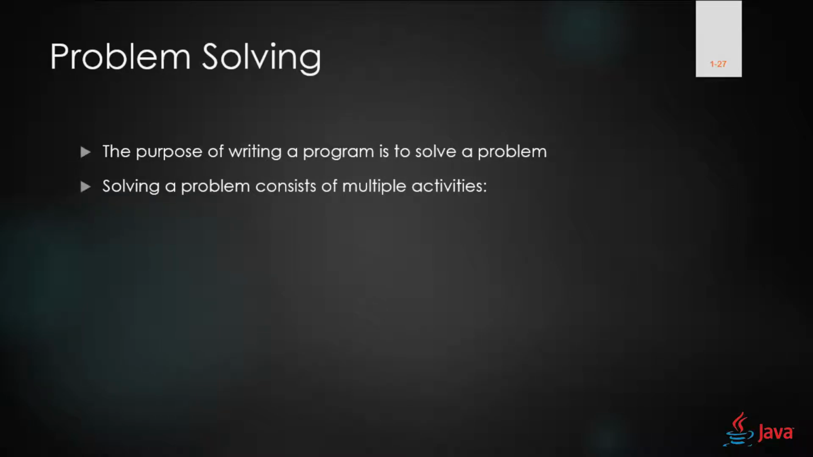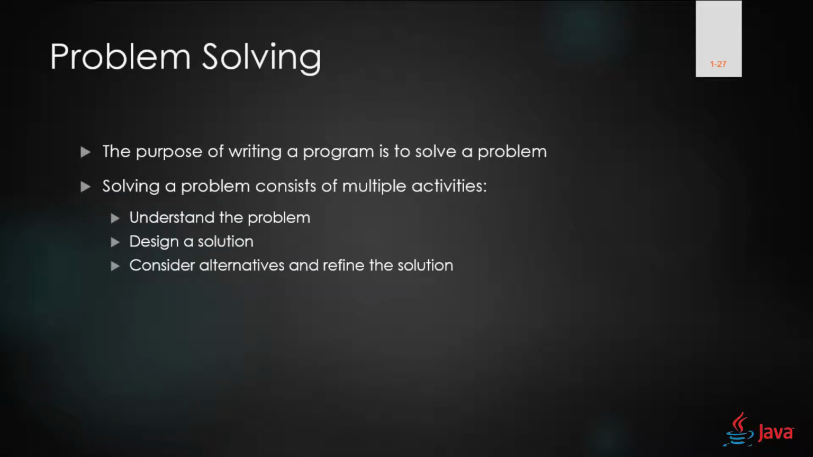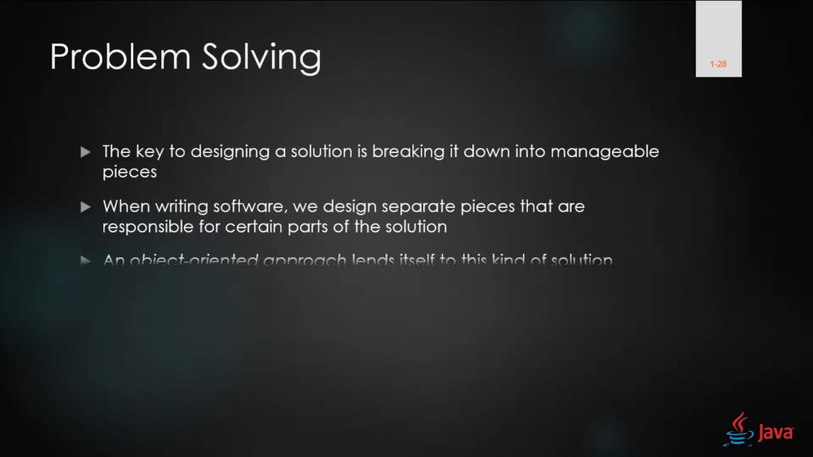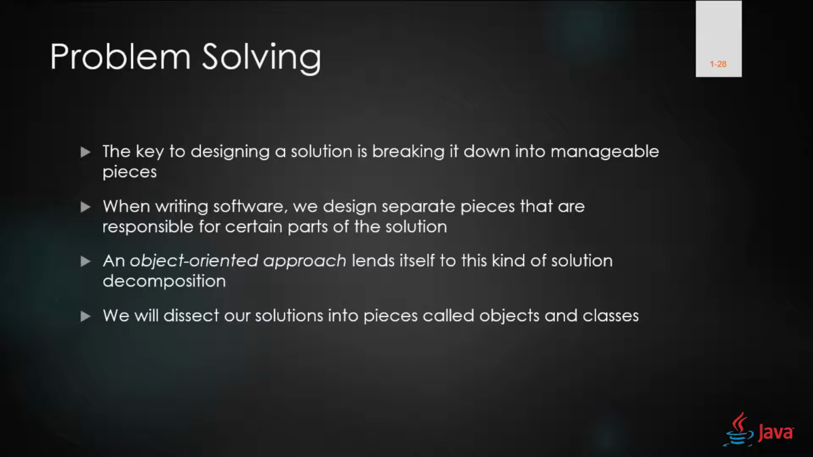So next up we have problem solving. The purpose of writing a program is to solve a problem. Solving a problem consists of multiple activities like understanding the problem, designing a solution, considering alternatives and refining the solution, implementing the solution, and finally testing the solution. These activities are not purely linear, they overlap and interact. The key to designing a solution is breaking it down into manageable pieces. When writing software, we design separate pieces that are responsible for certain parts of the solution.